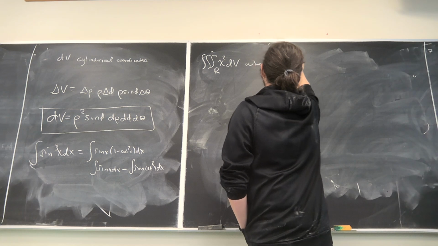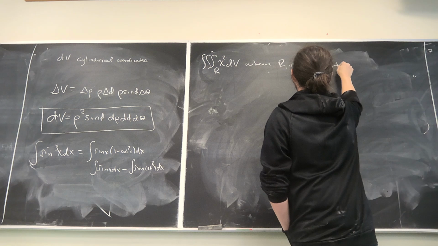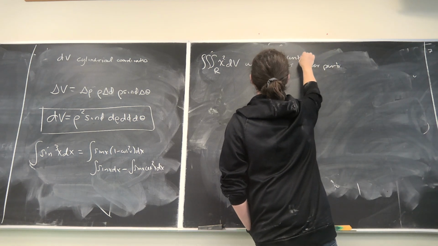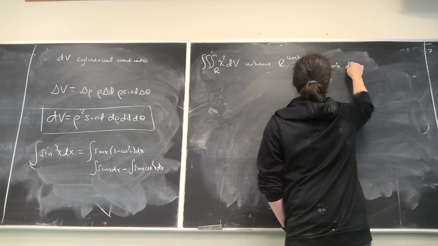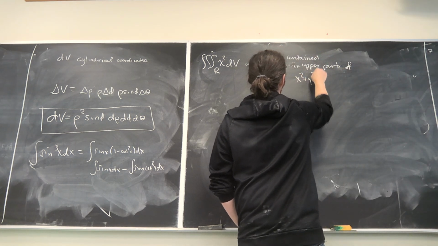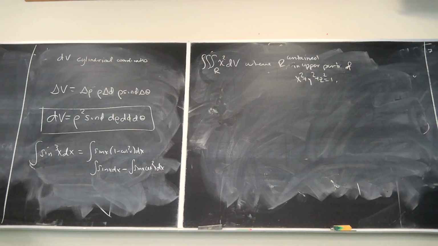where R is contained in the upper part of the sphere x squared plus y squared plus z squared equals 1. So your first pass at this might be, I know some calculus. I'm just going to do this. I hate spherical coordinates. I'm just going to write this down in standard coordinates and do it.